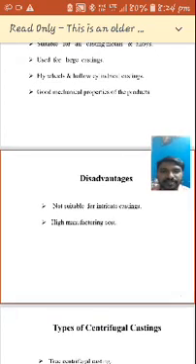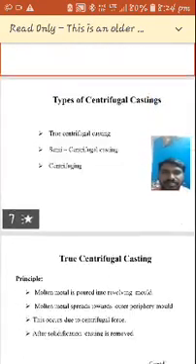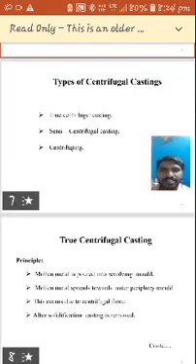It has a high manufacturing cost. It is not suitable for intricate castings, and it also has a high manufacturing cost. So those are the advantages as well as the disadvantages. Now, the types of centrifugal castings.